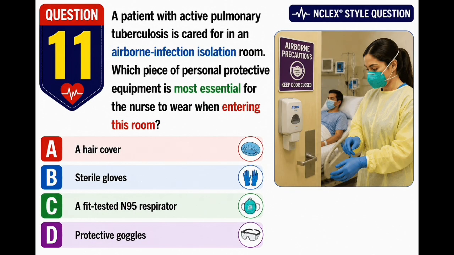Question 11. A patient with active pulmonary tuberculosis is cared for in an airborne infection isolation room. Which item is required when entering this room? A, hair cover. B, sterile gloves. C, a fit-tested N95 respirator. D, protective goggles.